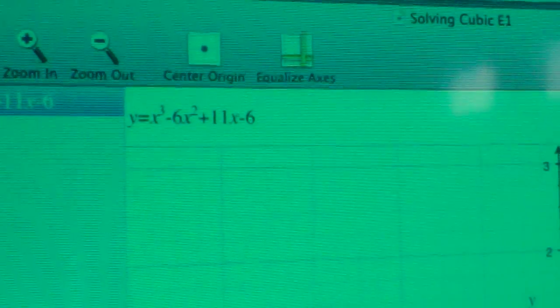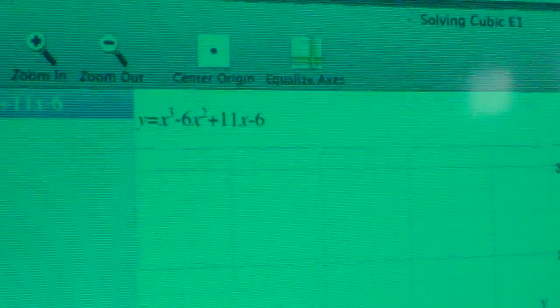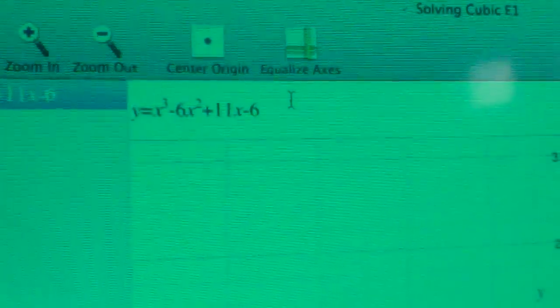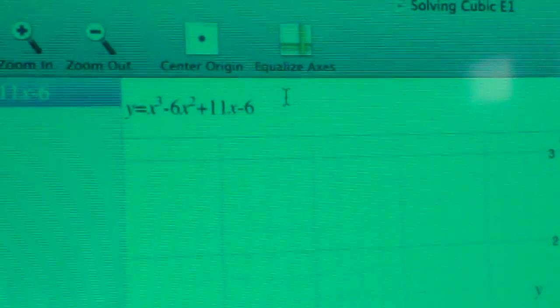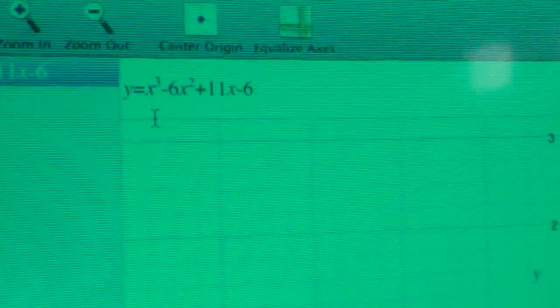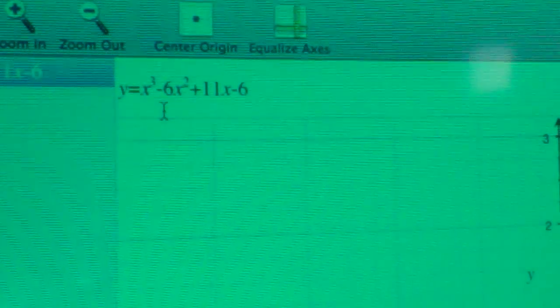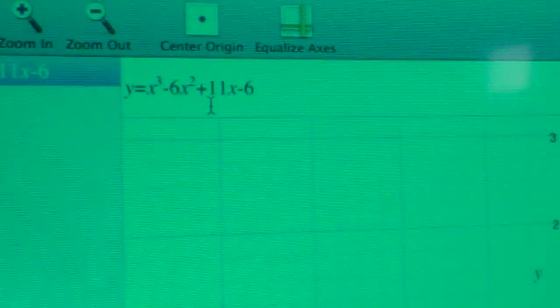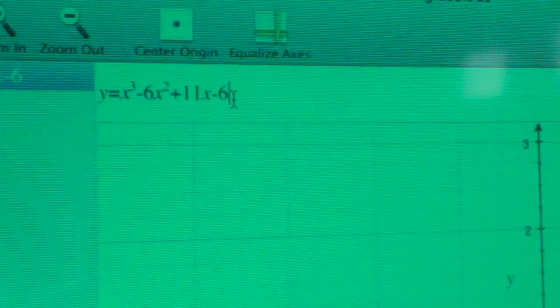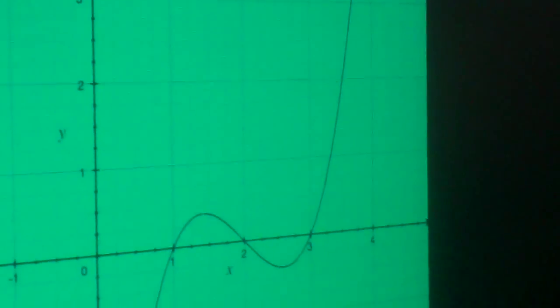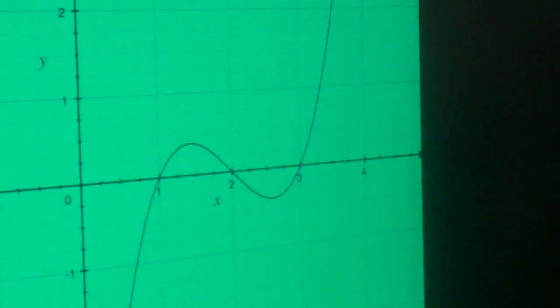So the other way that you can solve cubic equations is by graphing them. And to do this, you just put your equation into Grapher, and our equation is y equals x cubed minus 6x squared plus 11x minus 6. So you type that in, hit enter, and Grapher will graph it for you.